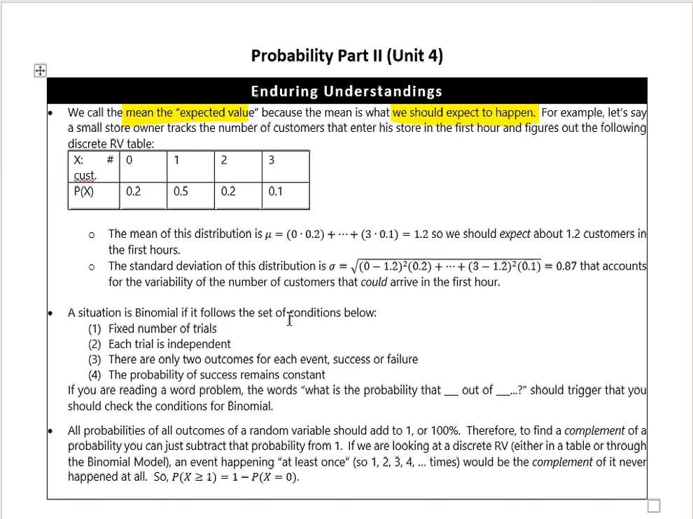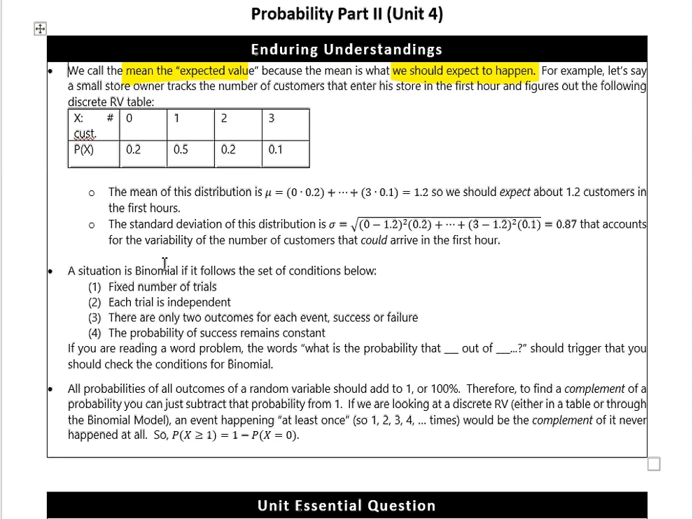Now the standard deviation of the distribution, we often call this the Pythagorean theorem of statistics. So we do the value you got, so 0 customers, minus the expected value, squared, times the probability of getting that. And then we calculate all of those and then take the square root, and that gives us the standard deviation. Okay, so that's the first thing we're going to touch on.